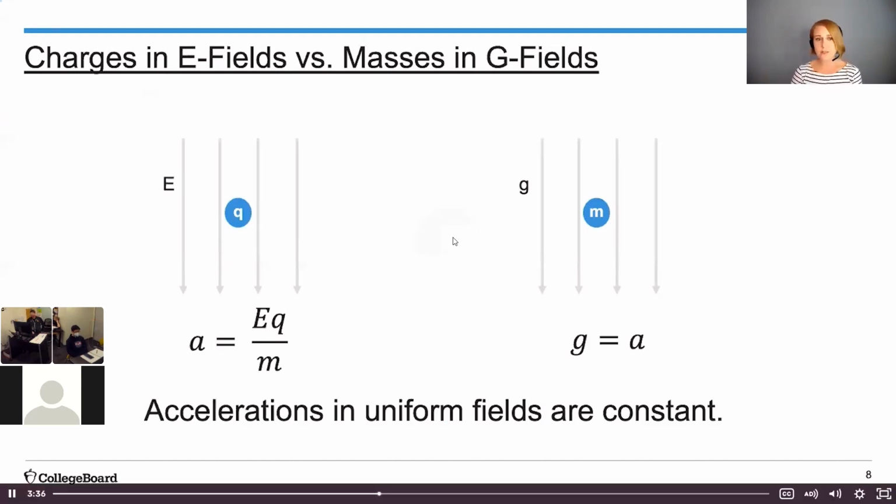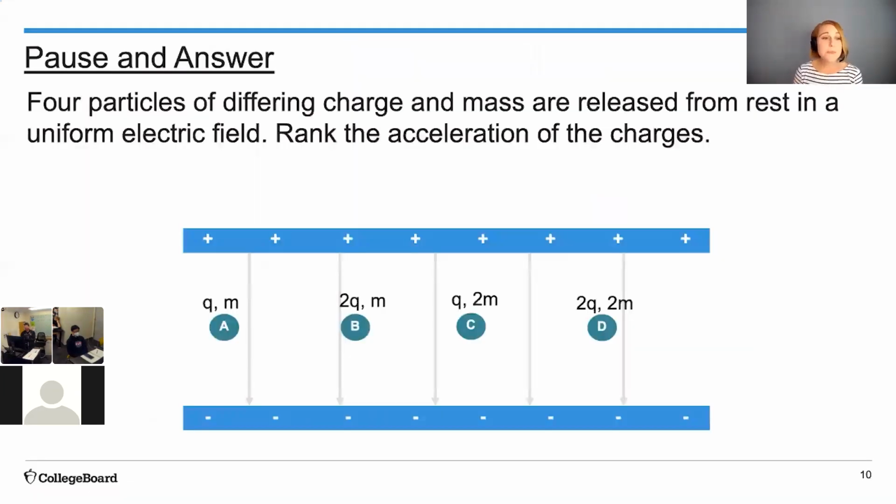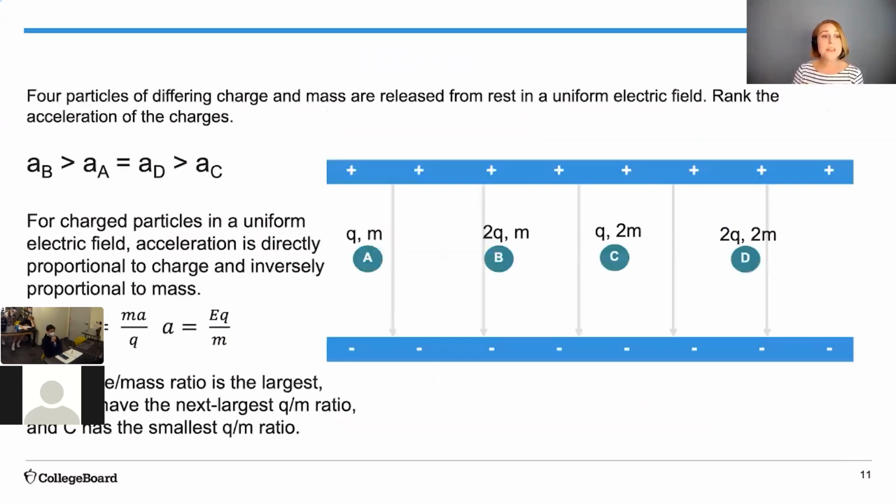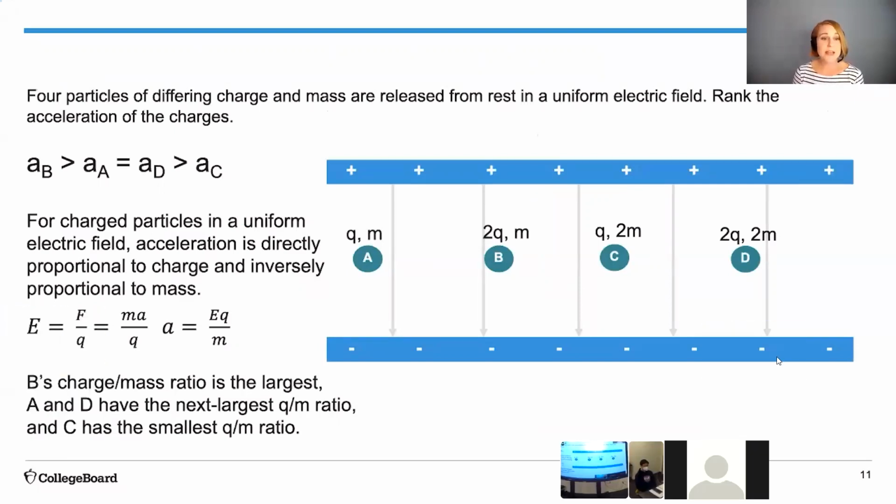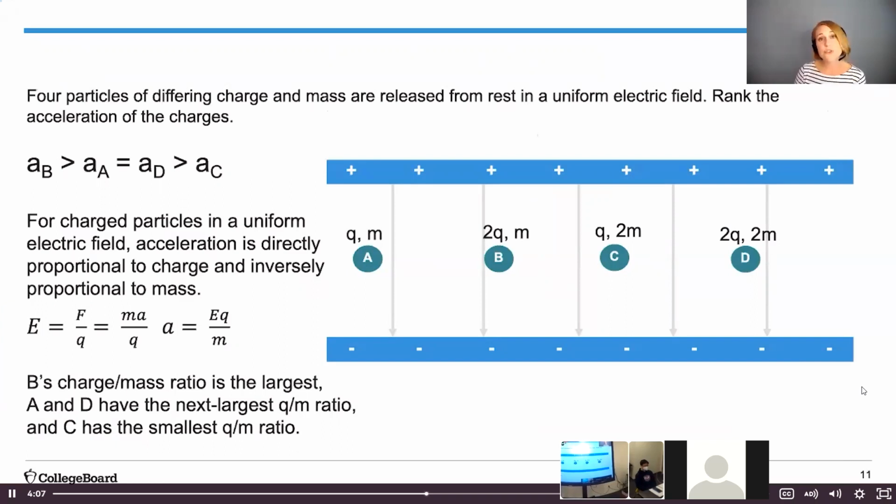Are our two big differences there. So let's practice. Here we see four particles within a uniform electric field, and I want to rank the acceleration of these charges. So if I'm thinking about this, the acceleration that these charges experience is going to be equal to the electric field strength, which is the same for all of them, times the charge divided by the mass.